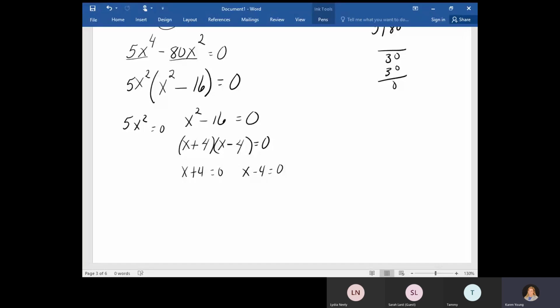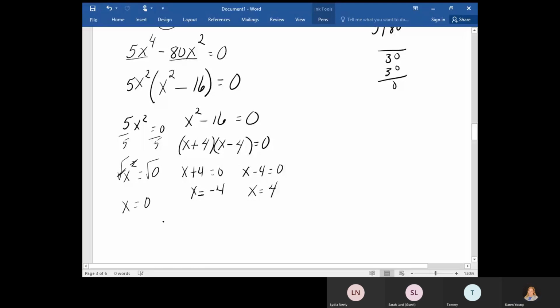All right, so I'm going to move my 4 over, so I have x equals -4. Move my -4 over, so I have x equals +4. Now, I can't forget about this 5x squared equals 0. I want to divide both sides by 5, so I get x squared equals 0, because 0 divided by 5 is 0. If I do the square root of x squared and the square root of 0, the square cancels the square root. x equals 0.